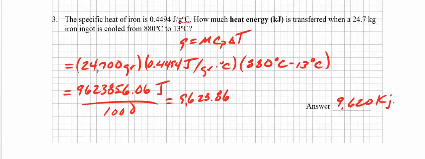Number 3 says the specific heat of iron is 0.4494 joules per gram per degree Celsius. That's not the same number that we saw for water, but we wouldn't expect it to be. It's not the same thing. How much heat energy, and they want the answer in kilojoules, is transferred when a 24.7 kilogram iron ingot is cooled from 880 degrees Celsius to 13 degrees Celsius? So quite a difference in temperature here, but we're going to use the same formula.